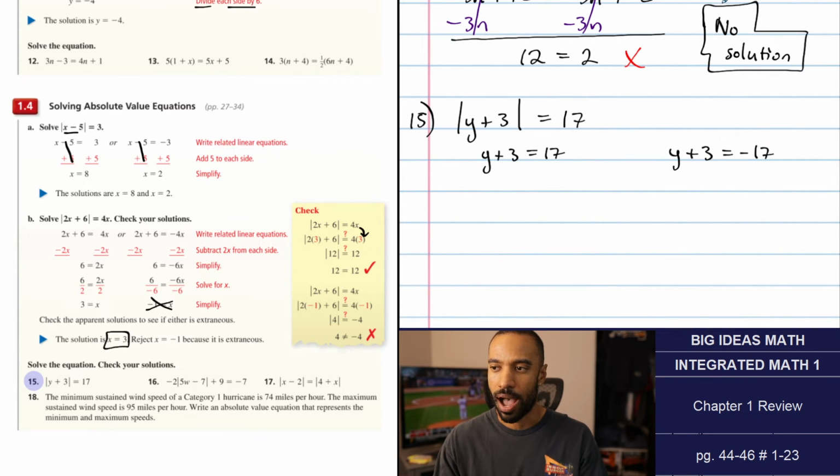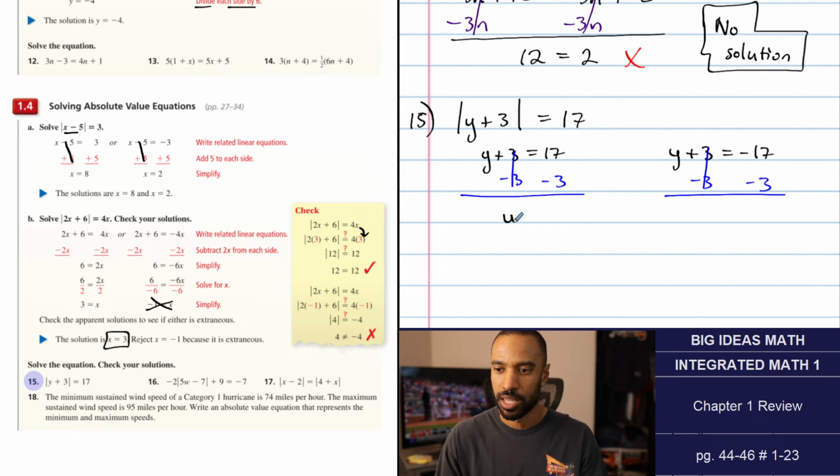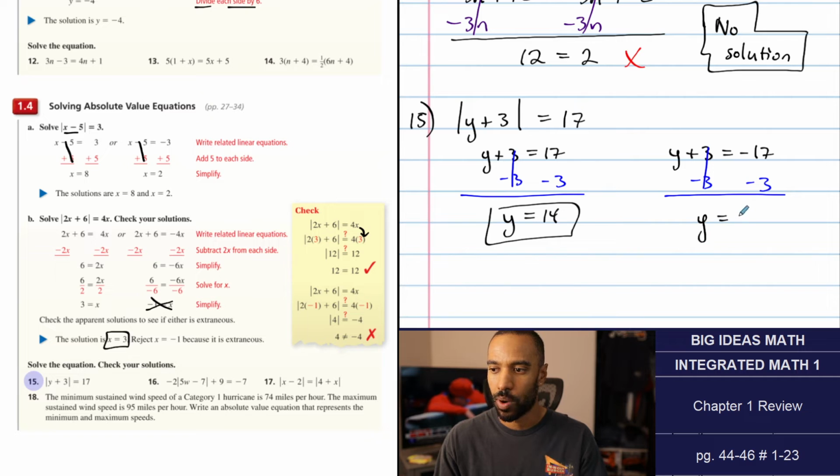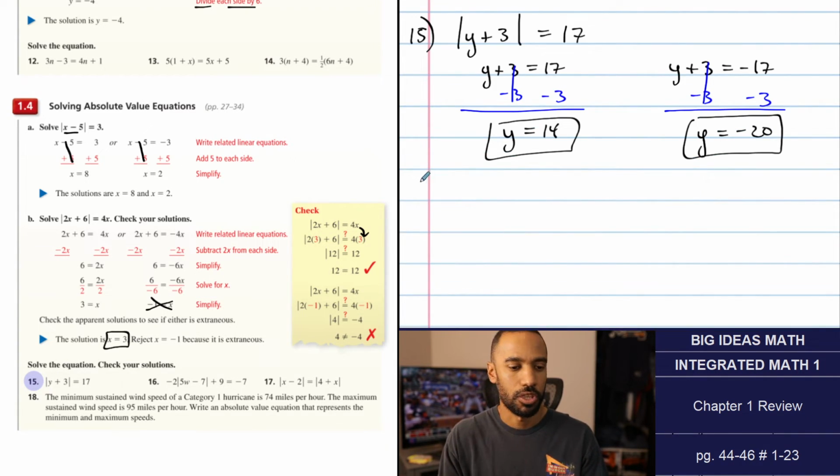Now, what value of y can we get? We subtract 3 from both sides to figure it out, whether it's this problem or that problem. Now, 17 minus 3 is 14. Negative 17 minus 3 is not negative 14, but rather negative 20. So y equals 14 and negative 20. Double check for yourself. Those should be able to work out.